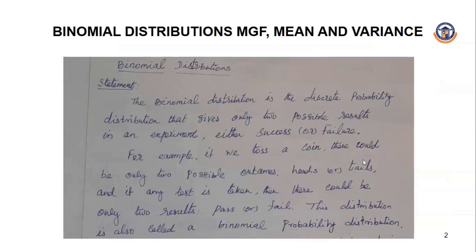Binomial distribution is the discrete probability distribution that gives only two possible results in your experiment, either success or failure. For example, if you toss a coin, there would be only two possible outcomes, heads or tails. And if any test is taken, then there would be only two results, pass or fail. This distribution is also called a binomial probability distribution.